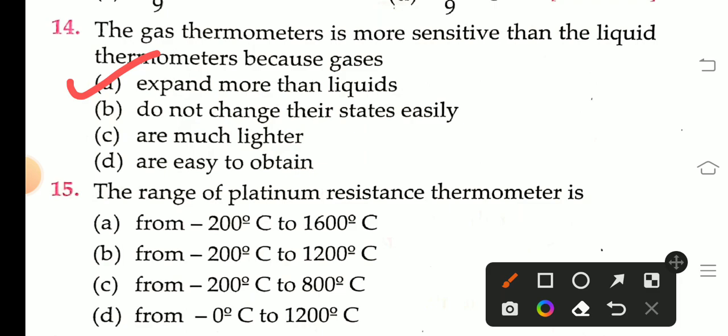The range of platinum resistance thermometer is? Right answer option B, from minus 200 degrees Celsius to 1200 degrees Celsius.